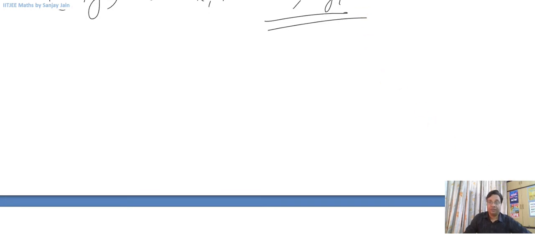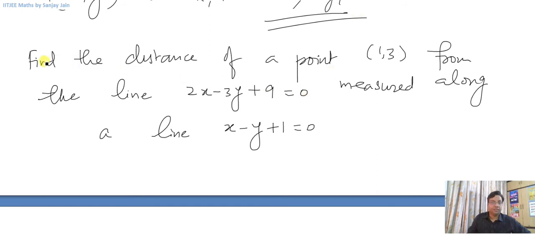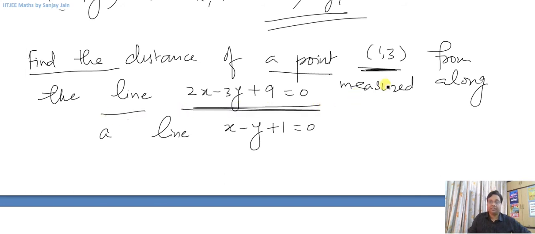Let me take this question here. Give me a moment, let me write the question. Now see, look at this question. Find the distance of a point (1, 3) from this line, right? But this distance should be measured along a line x minus y plus 1 equal to 0.